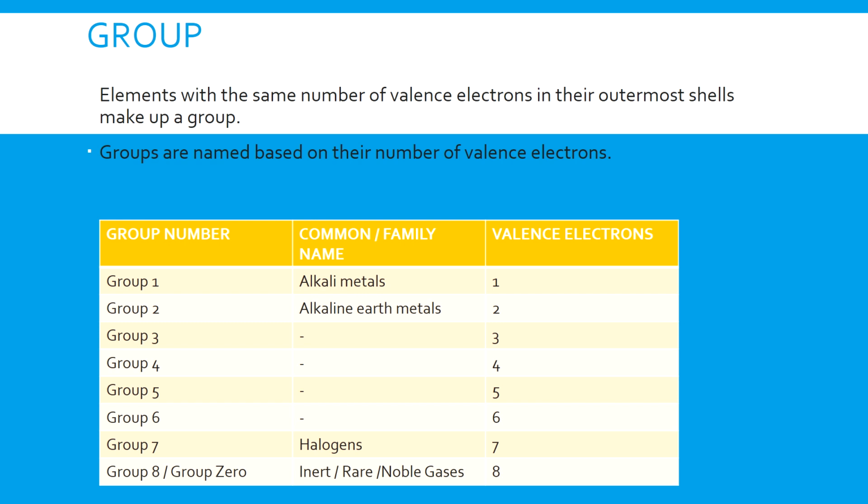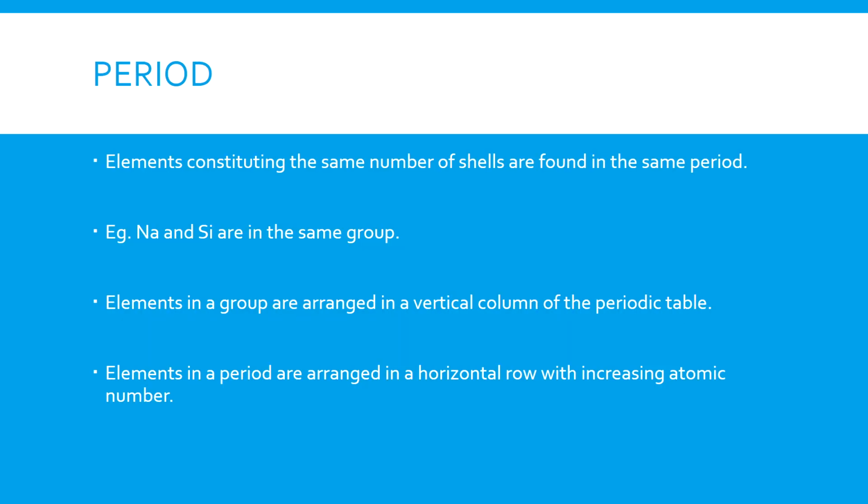So you can prove that aluminium and calcium are all in the same group. How do you prove it? You should be able to prove it by writing down the number of electrons in the valence shell of each atom. Now let's look at what a period is.